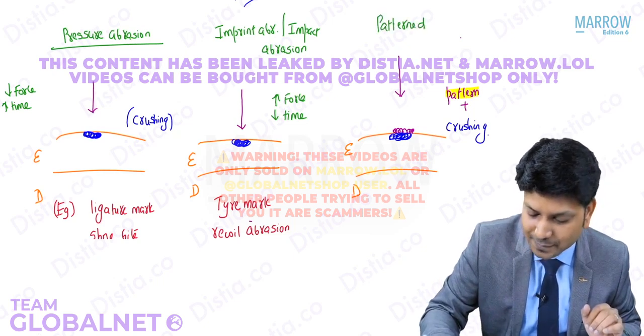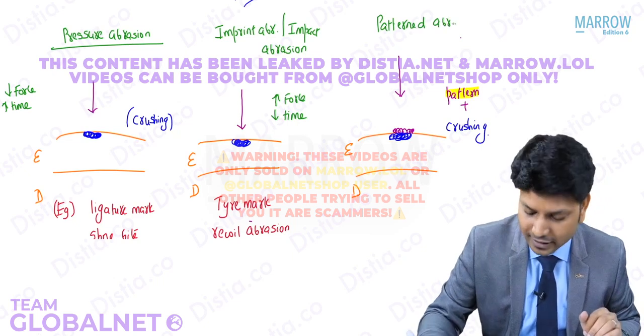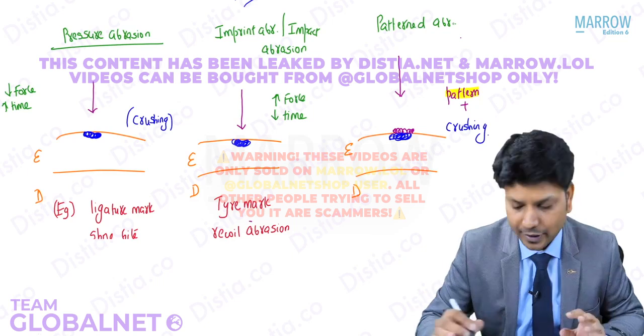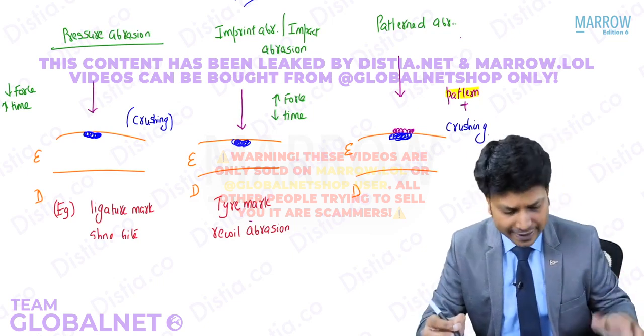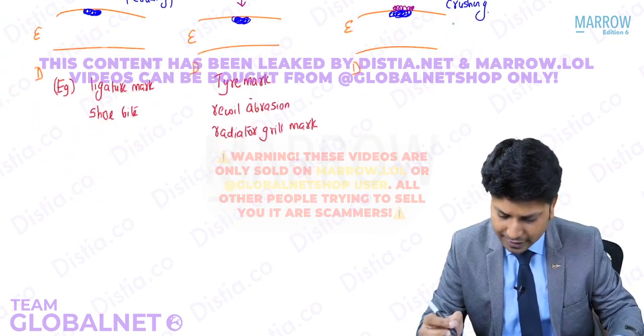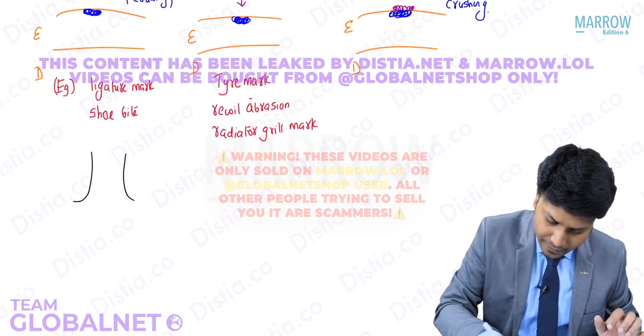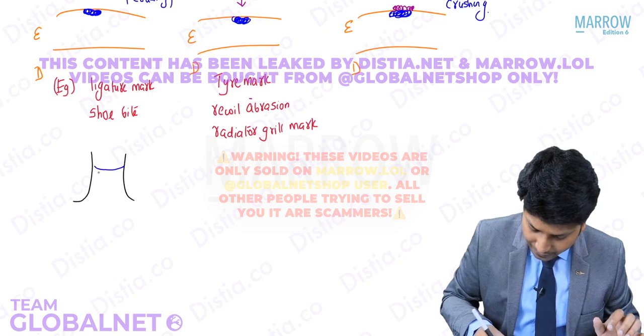So it is called patterned abrasion. Whether it is pressure abrasion or imprint abrasion, if it is showing you the pattern, you can call it patterned abrasion. For example, in case of pressure abrasion, you can say that is ligature. Let us say this is the neck of the person, and you can see a ligature mark.